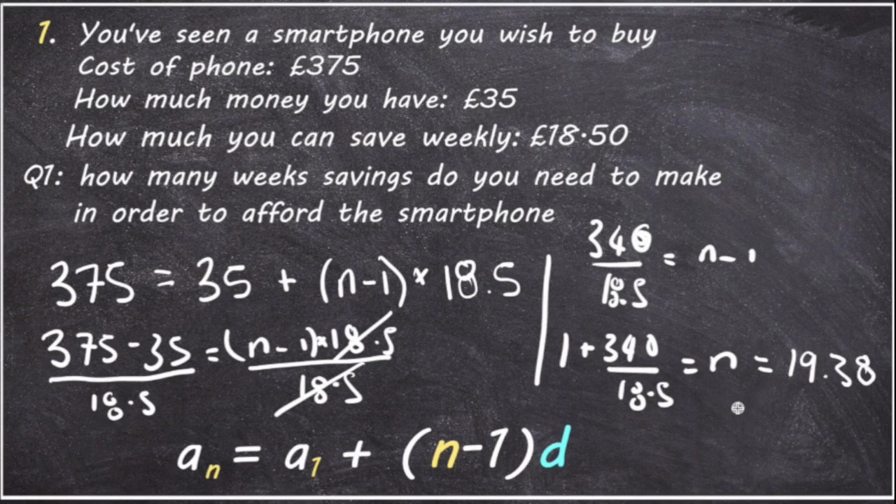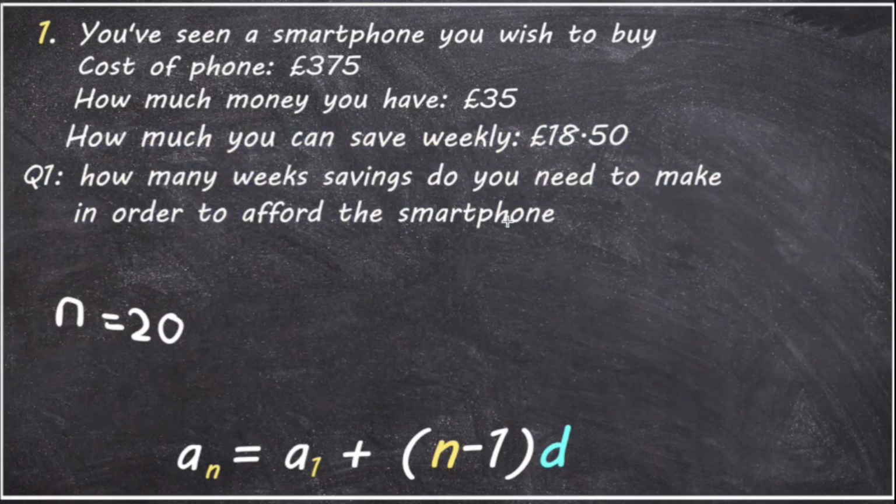Obviously there's no such position as 19.38, but what that means is that the position has to be greater than 19 in order for the value to be equal to or greater than £375. And that means that n must equal 20. Now the question is, how many weeks savings do you need to make in order to afford the smartphone? Now be careful here because you might be tempted to answer 20, but this is the 20th term, which is a sub 20. Let's plug this into the equation so we can definitely get the right answer.